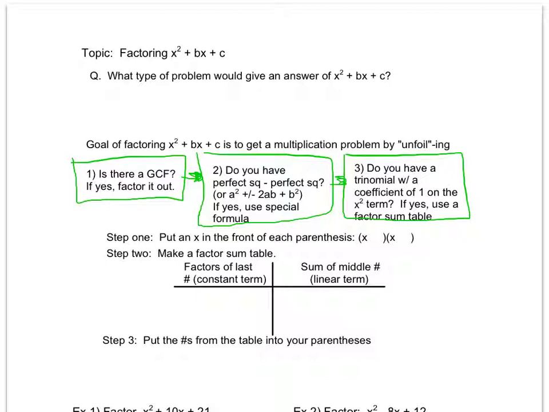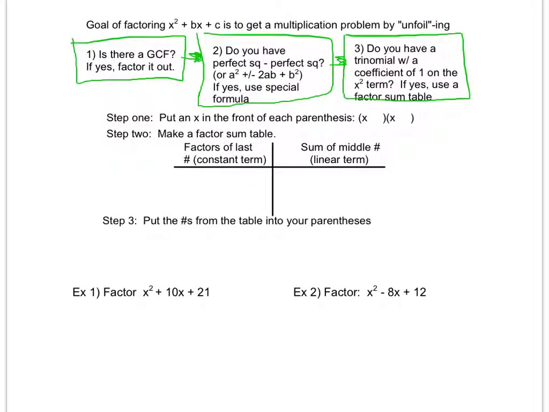Step 1, you're going to set up for a pair of binomials multiplying with parentheses and put an x in the front of each one. Then you'll make a factor sum table where you'll do factors of the last, which is your constant term, with a sum of the middle, which is your linear term. So you do have to make sure that your problem is in standard form, meaning your exponents descend: x squared, x to the 1, no variable with an exponent.